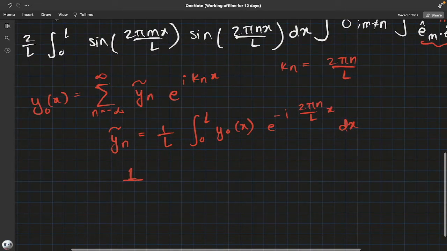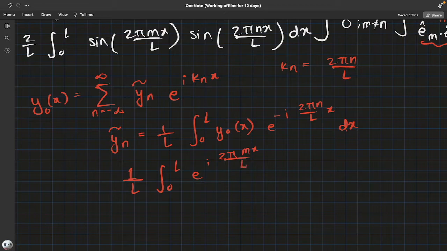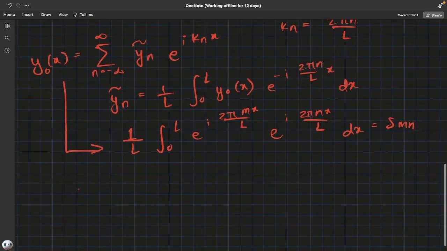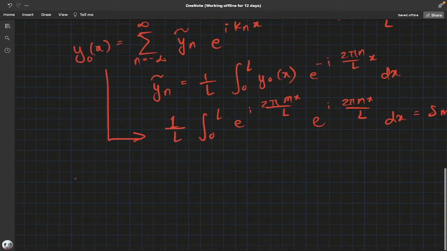The orthogonality condition here is 1 over L integral from 0 to L of e to the i 2 pi m x over L times e to the i 2 pi n x over L dx, which is again the Kronecker delta mn. You can check this out too. But this is what we're going to use to generate the Fourier transform.